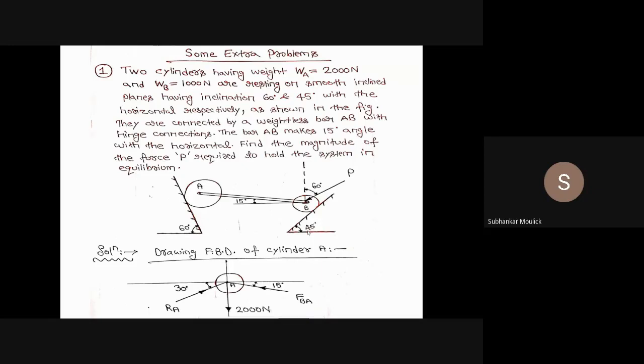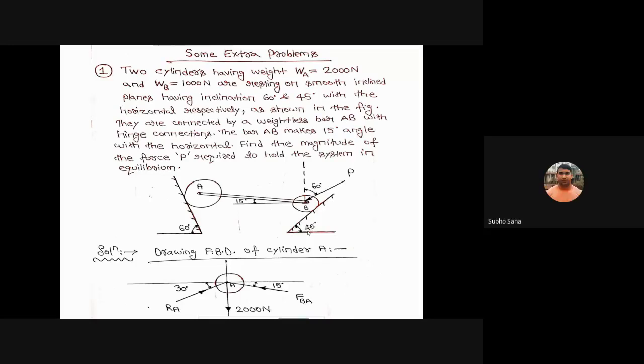Anybody else? If you can say, one person has told, Sir, there will be four forces. Okay. Does anyone have a different answer other than four? Okay. So there will be a total of four forces acting at the center point of cylinder B. Now, can you name those four forces one by one?